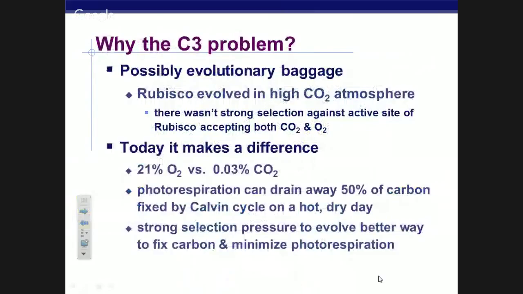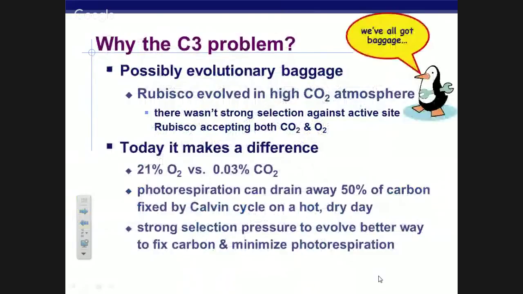Okay, so like I said, Rubisco evolved. Why did this happen? It evolved before there was any O2 or very little O2 in the atmosphere. It didn't have to evolve a way to exclude oxygen.